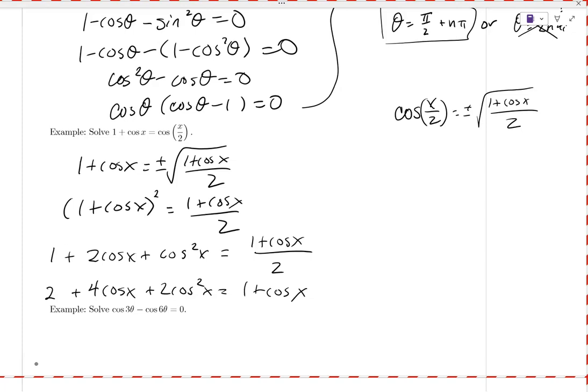Make my life a little bit easier and multiply both sides by 2 to get rid of a fraction. So multiplying both sides by the 2, you get 2 plus 4 cosine x plus 2 cosine squared x. Algebra fun so far. Now what do we want to do?